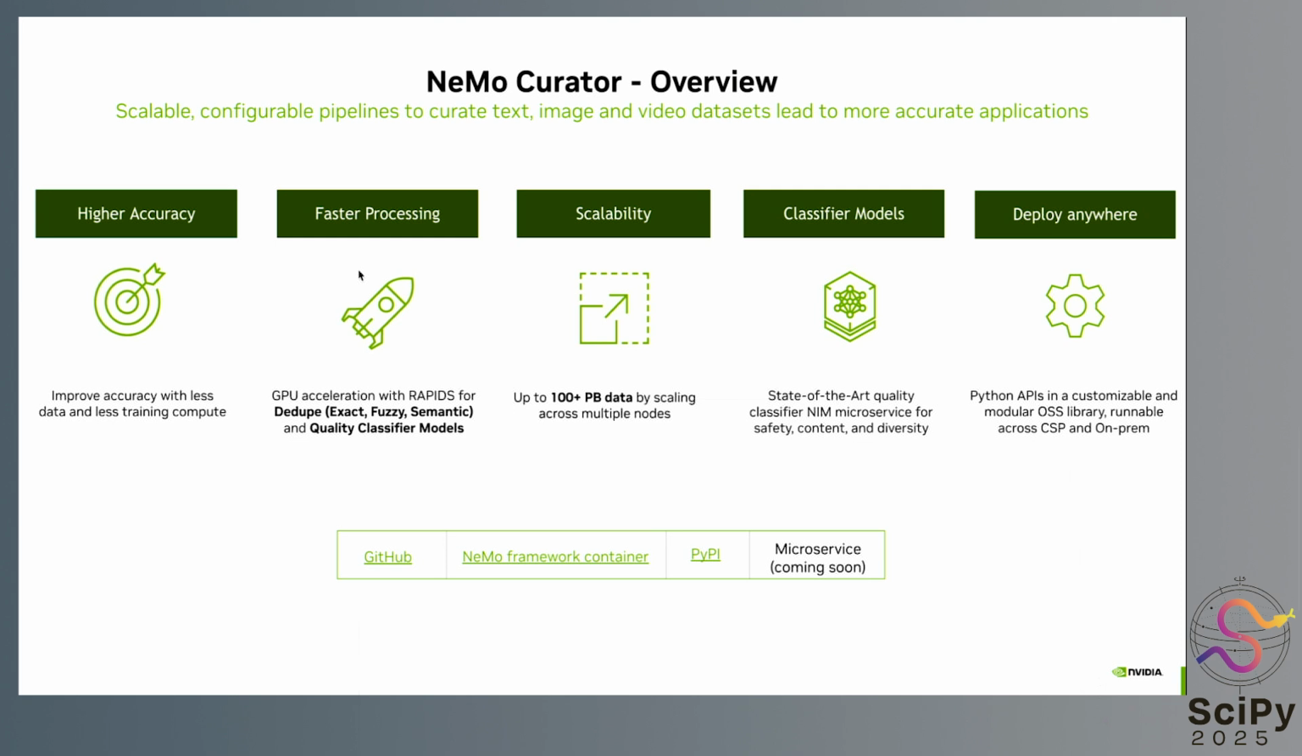So what is the solution we provide? NeMo Curator. NeMo Curator is a scalable and configurable pipeline that helps curate text, image, and video datasets to power more accurate AI applications. It enables higher accuracy with less data and less training compute. The GPU acceleration with RAPIDS for dedupe and quality classifier models is part of NeMo Curator as well. Talking about scalability, it can handle over 100 petabytes by scaling across multiple nodes. We also have state-of-the-art quality classifier NeMo microservices for safety, content, and diversity, and they can be deployed anywhere. We are providing some links to the GitHub. The NeMo framework container, PyPI, and microservice interface are coming soon, as you can see at the bottom of this slide.